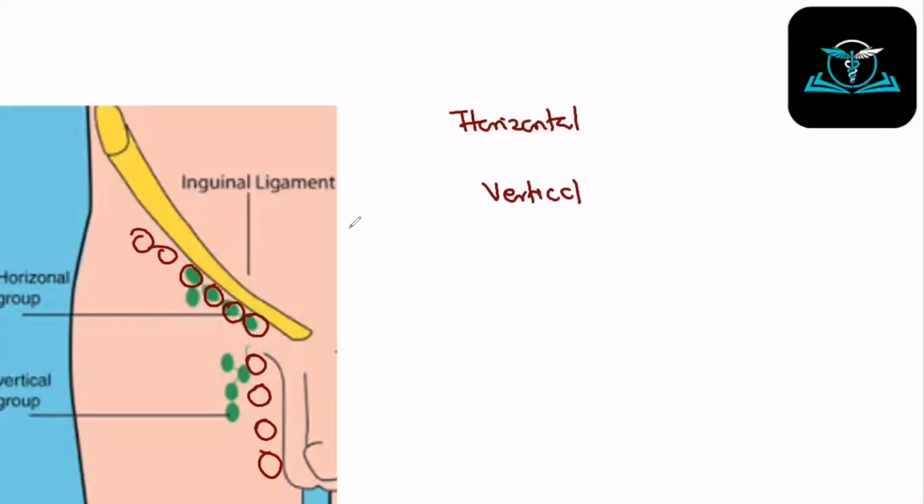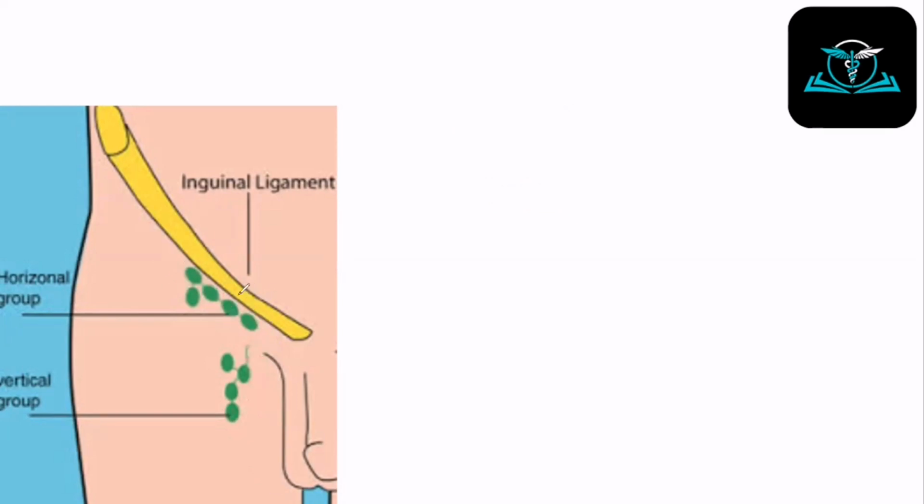What is the principle behind their drainage? Which part of the body will the horizontal group of lymph nodes drain, and how about the vertical group of lymph nodes? If you study the arrangement of the horizontal group, you can see that these lymph nodes are closer to the body, and so these will be the medial group, and then these will be the lateral group.